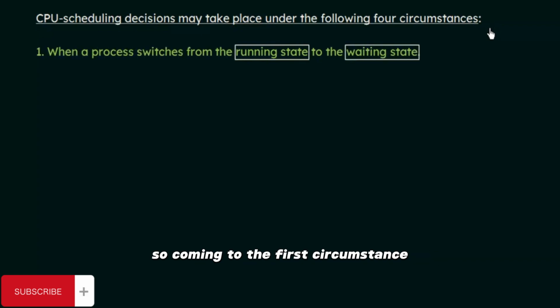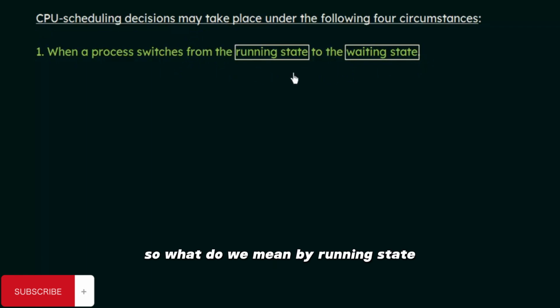So coming to the first circumstance, it is when a process switches from the running state to the waiting state. So CPU scheduling decision may take place when a process switches from running state to the waiting state.